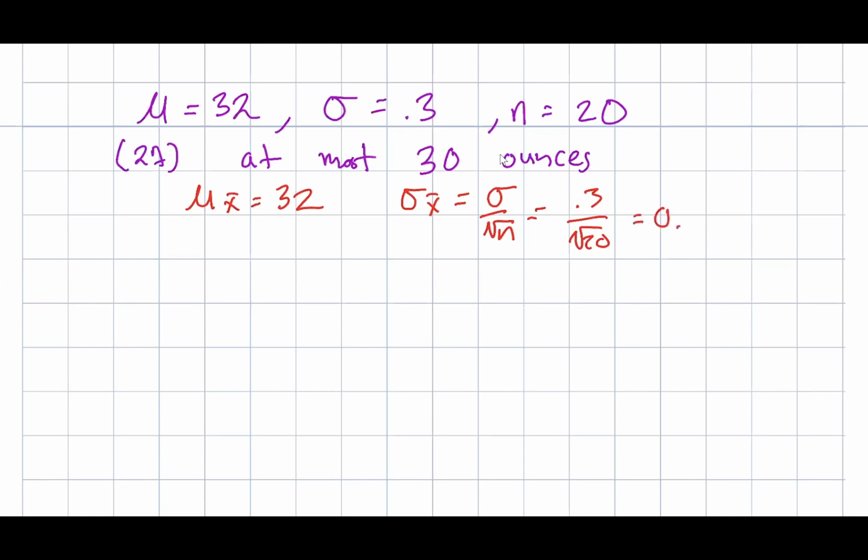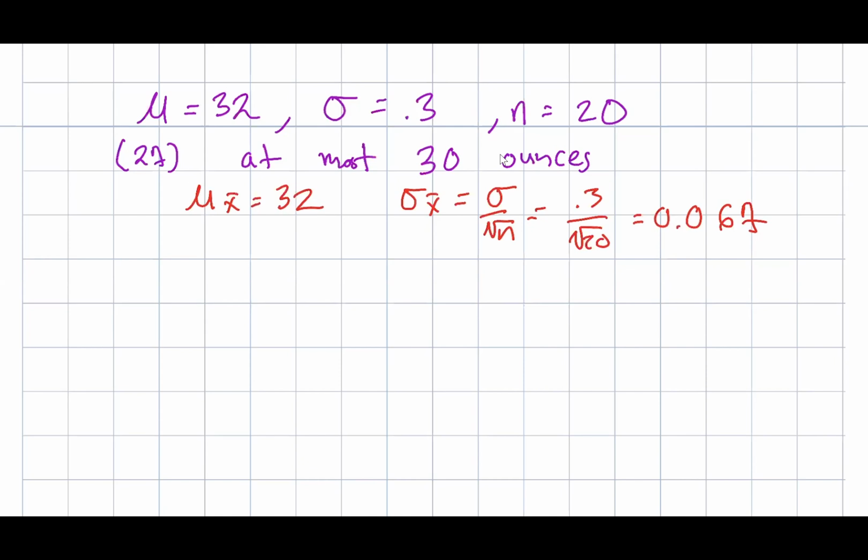And you get 0.067. So in your calculator, when it asks you for mu and sigma, for mu, you're still going to put 32. But for sigma, you have to put 0.067. If you don't put 0.067, it will give you the wrong answer.